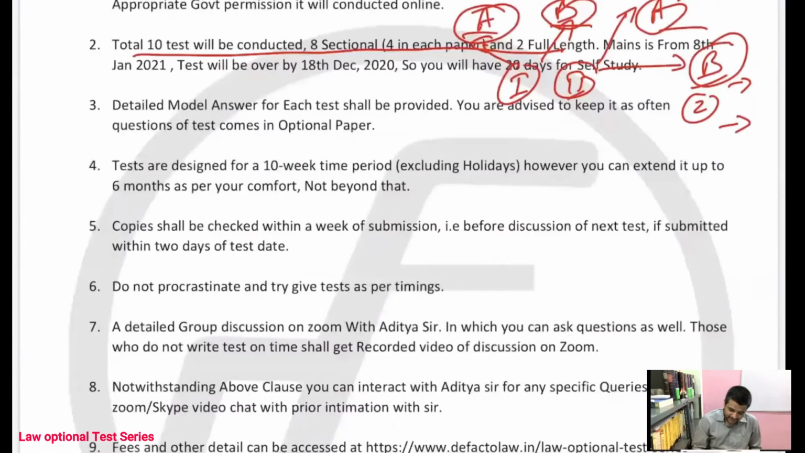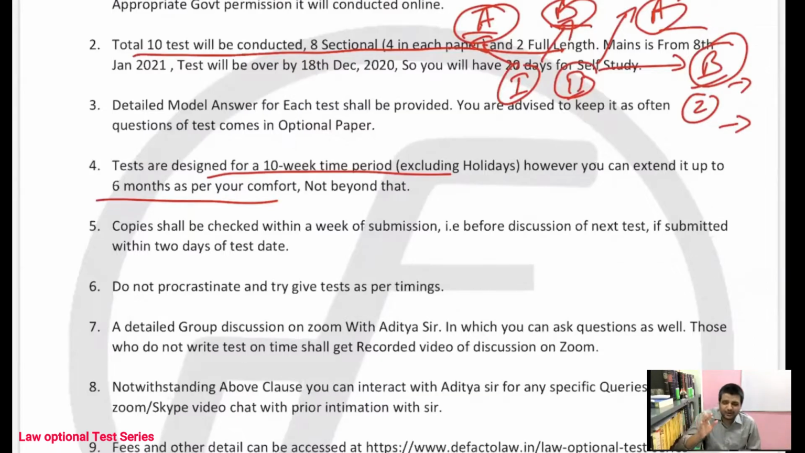So that is the first part, right? And I have written that part itself here, the same thing. Designed for 10 weeks, but it can be extended up to 6 months. But I will ask you not to exercise this particular clause, and to try to finish it in the 10 weeks, so that you will have around 15 days before writing this.